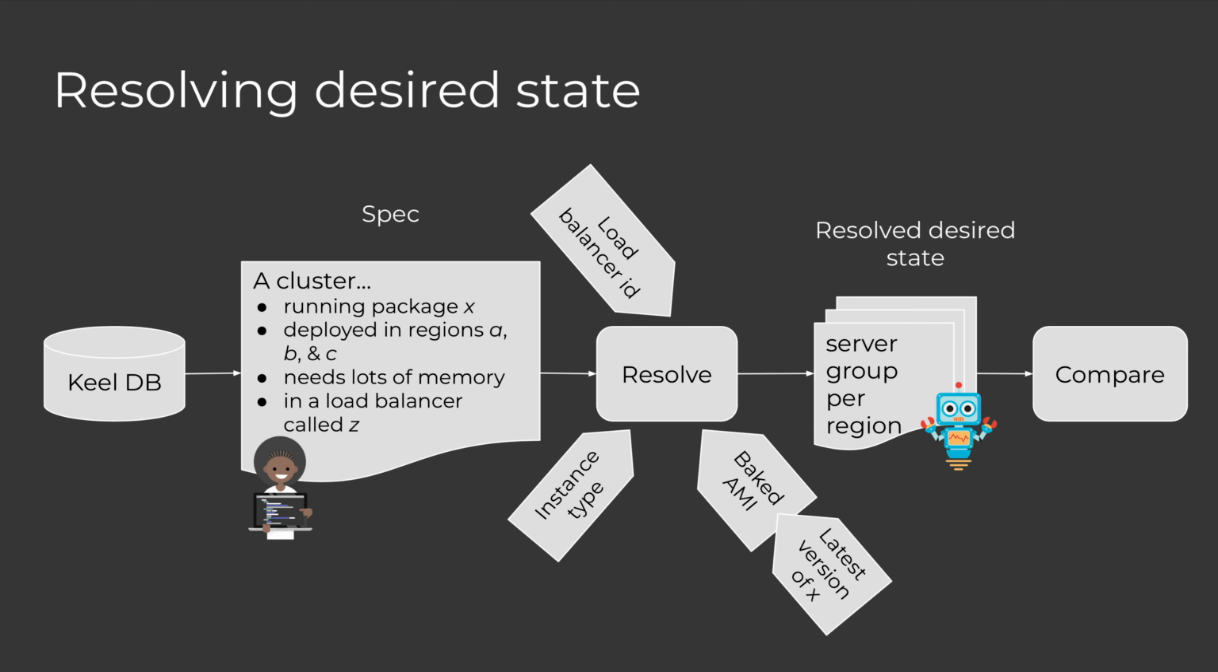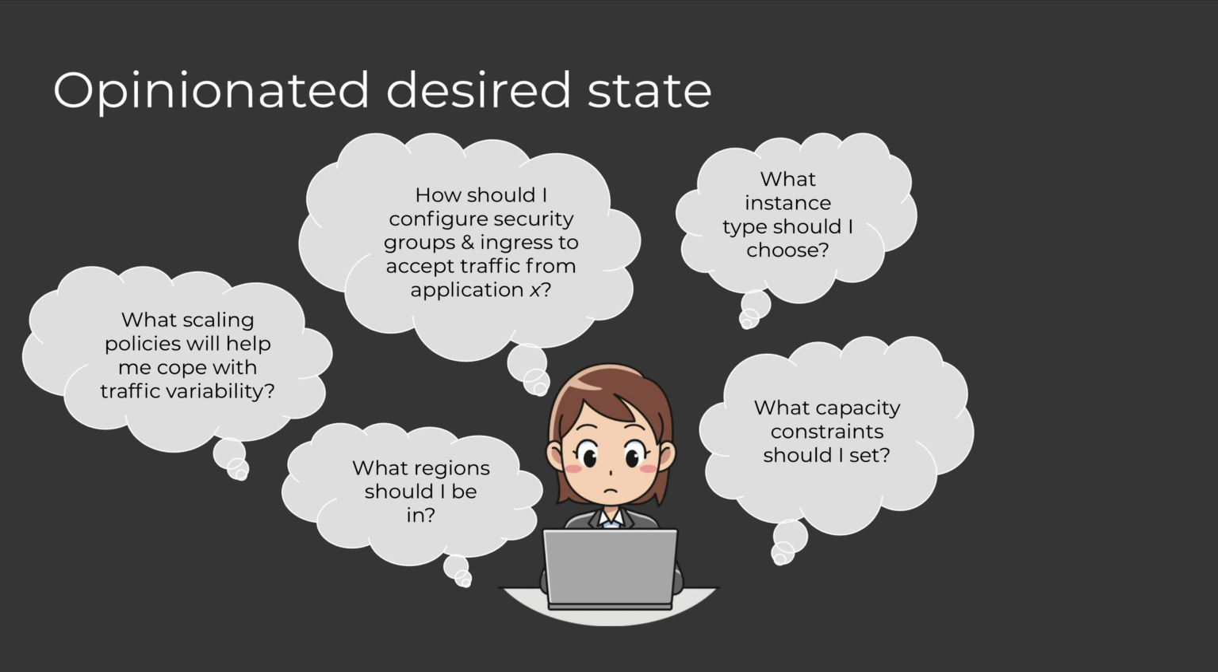Opinionated desired state builds on top of this, and this is where we have the ability to plug in opinions from centralized and local centralized teams. So not all application owners are experts in the cloud. The Spinnaker team are also not experts in everything. You probably experience this at your own companies if you're trying to encourage people to use Spinnaker in the right way. So these are the kind of questions we see very often.